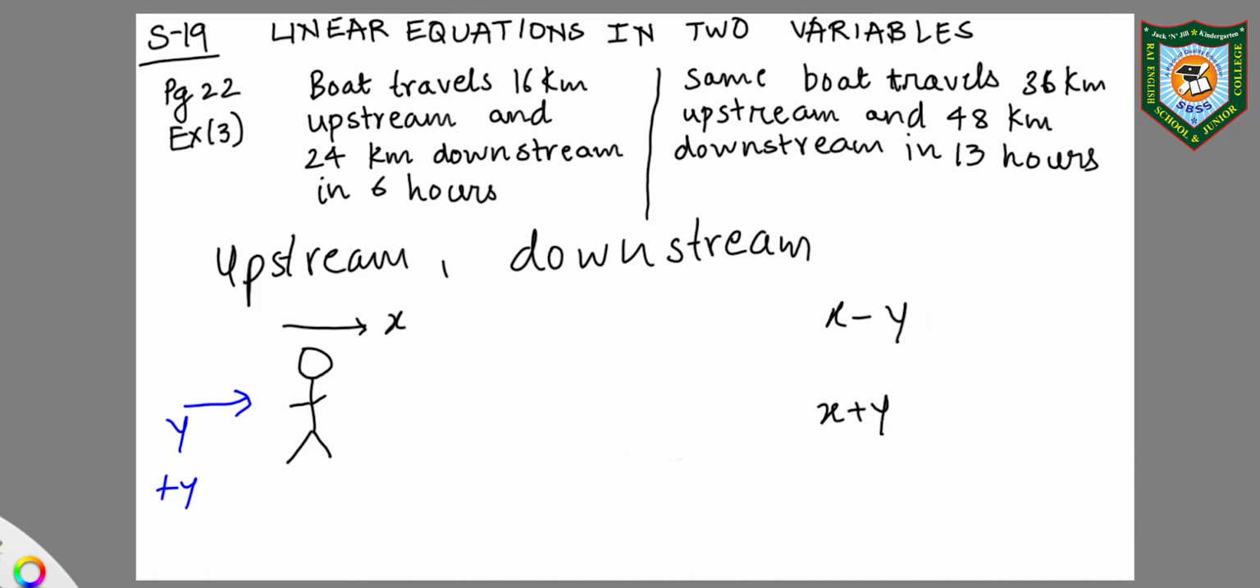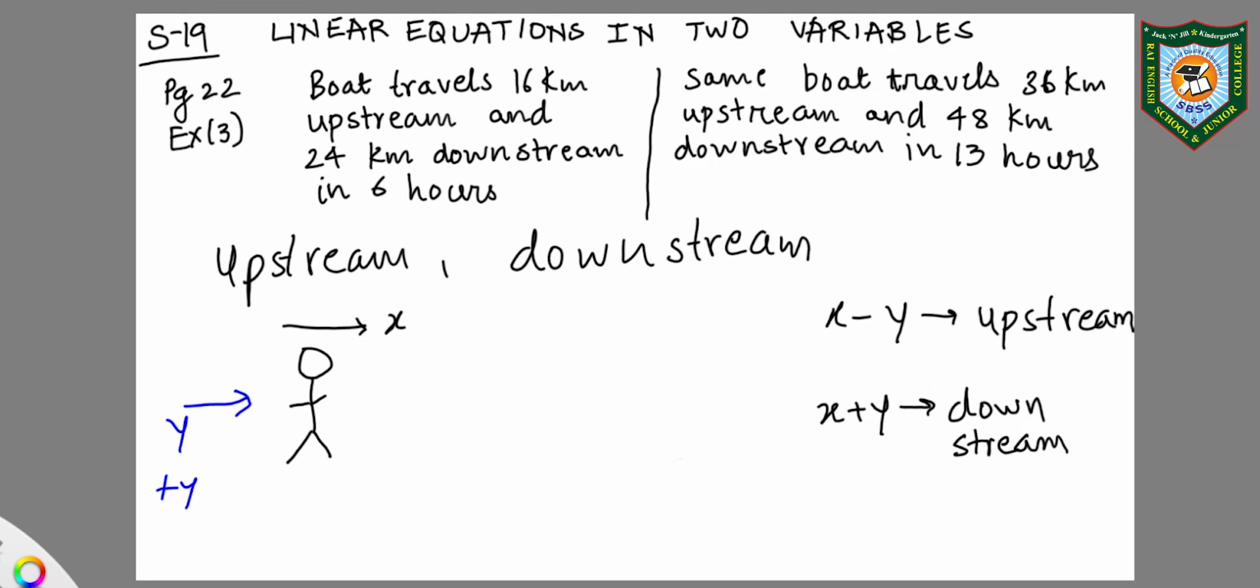Therefore, upstream means I'm going against the wind. That means this value is upstream, and downstream means I'm going with the wind. So this value is downstream.